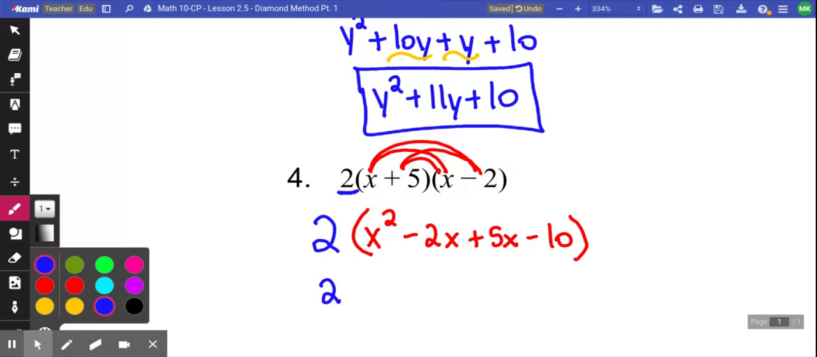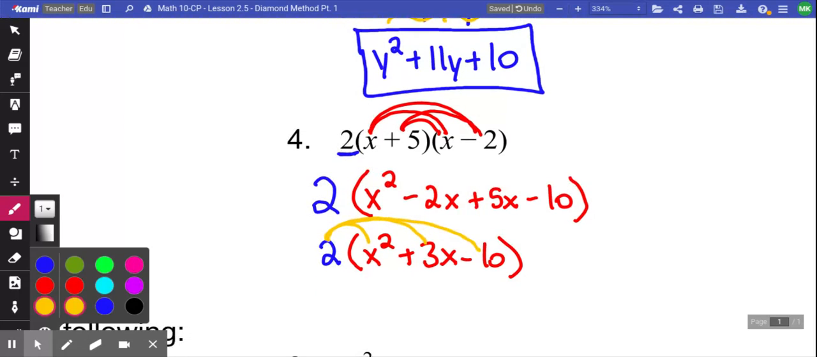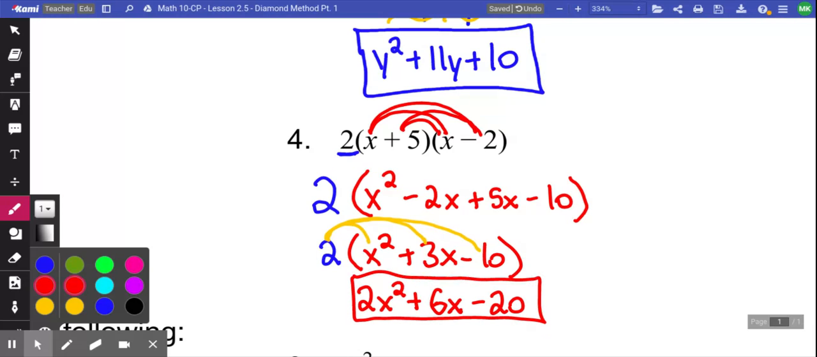Again, we can collect like terms. So in the middle, that will become x squared plus 3x minus 10. And then our final step is now to multiply that 2 into everything to give us 2x squared plus 6x minus 20. But again, we see this trend of two binomials turning into a trinomial.